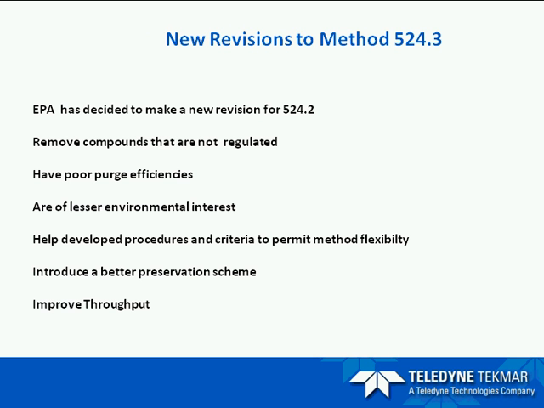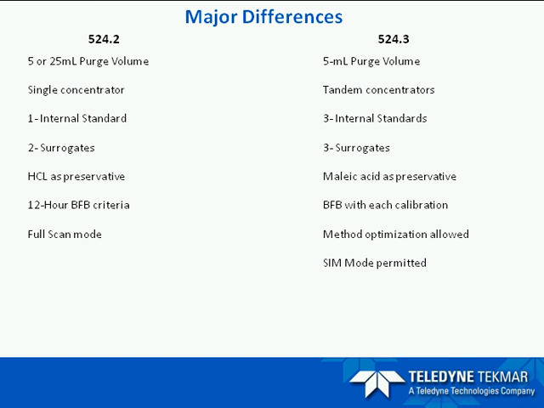Use of our Tekmar Duet high-throughput interface system is going to allow you the ability to increase your sample throughput, and we're excited that this has been a new proposal for 524.3 for the EPA. As many of you are aware, this can greatly improve your laboratory's productivity and your profitability as well.